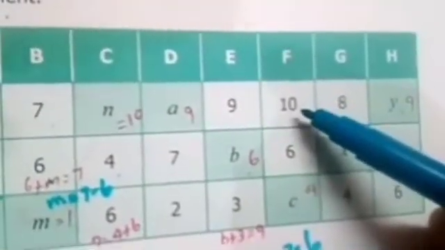Next, F team. Total matches played 10, won 6, we want to find how many are lost. So that is 10 minus 6, which is equal to 4. Next, G team. Total number of matches is 8, matches won unknown, matches lost 4. So x plus 4 equal to 8, so x is equal to 8 minus 4, which is 4. The last team, H team. Total matches is unknown, and the number of matches won and lost is given, so we add these two: 3 plus 6, 9.